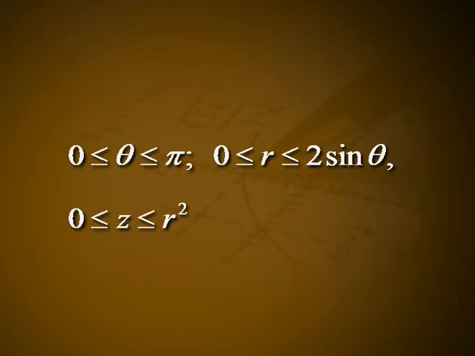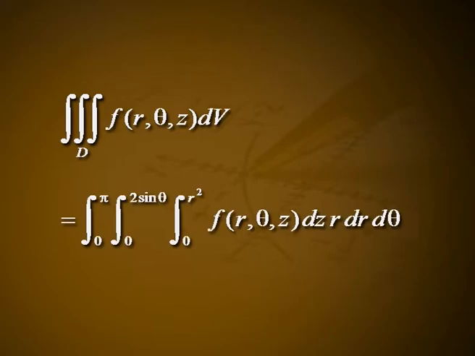Hence, the region of integration is 0 ≤ θ ≤ π, 0 ≤ r ≤ 2 sin θ, 0 ≤ z ≤ r². Also, the triple integral over D of f(r, θ, z) dV is equal to the integral from 0 to π, integral from 0 to 2 sin θ, integral from 0 to r² of f(r, θ, z) dz r dr dθ.